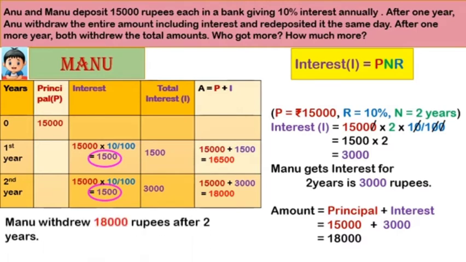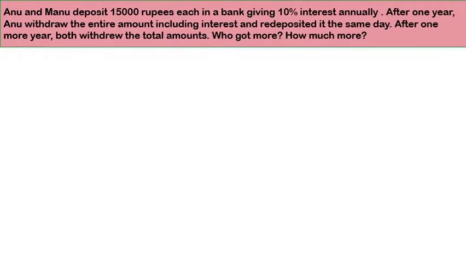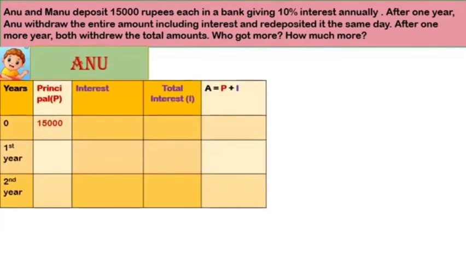That is, Manu withdraw 60,000 rupees after 2 years. That is our answer. As we find out the amount got by Manu after 2 years. Now look at the question. We want to find the amount of Anu, isn't it? What is the case of Anu? After 1 year, Anu withdraw the entire amount including interest. So after 1 year, first we want to find the interest after 1 year in case of Anu.